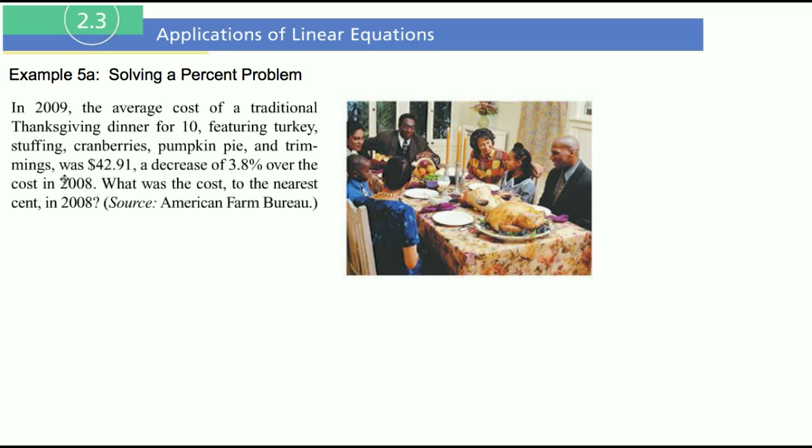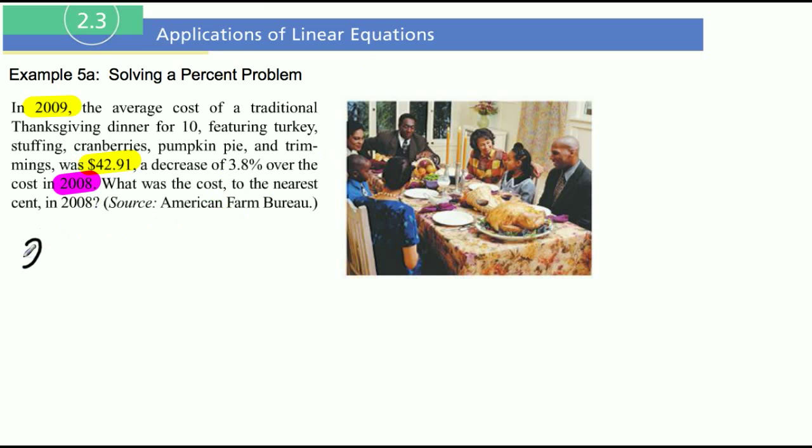All right, so we know what the price of 2009 average cost was. So in 2009, we know that it cost $42.91. However, in 2008, we don't know what that is. We don't know yet. So let's see if we can make sense of some kind of equation right now. So see if you can follow me here.